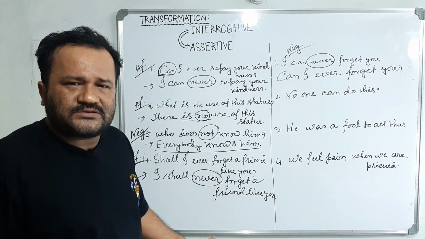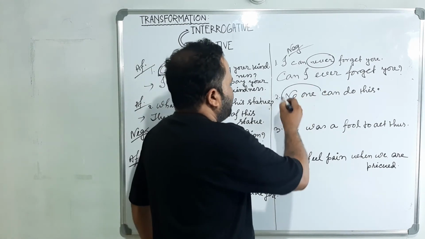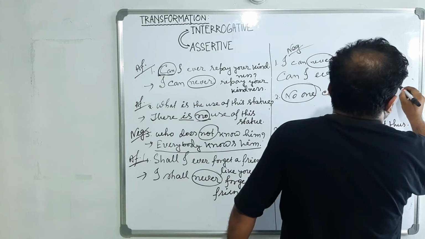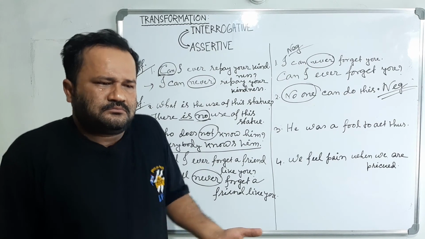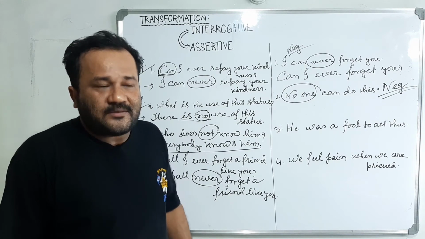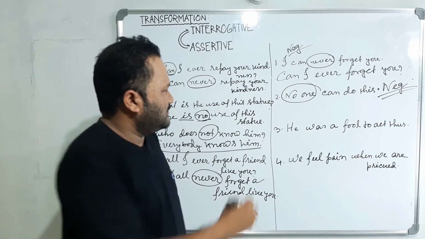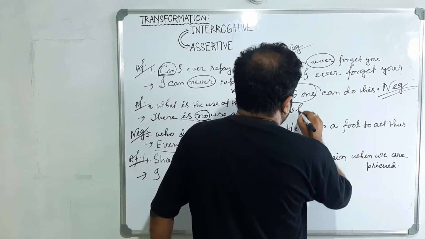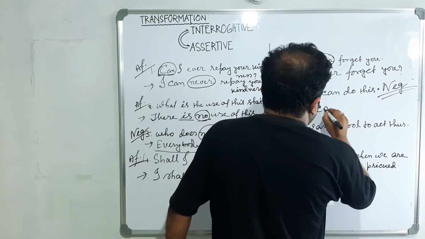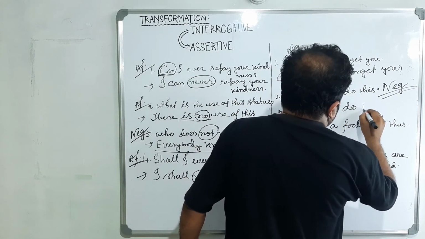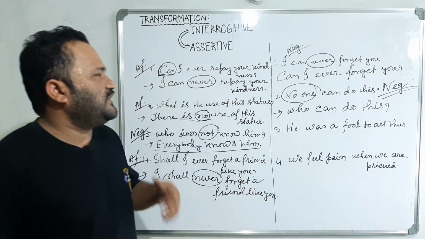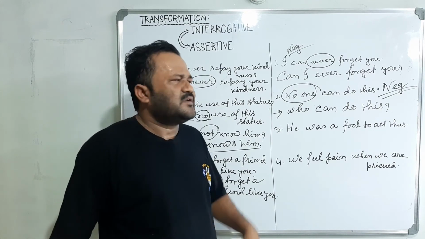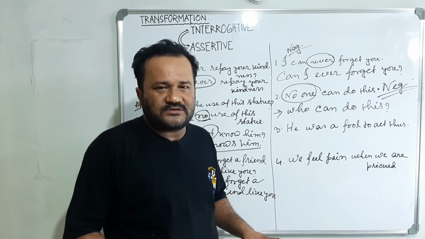So, who can do this? No one, negative. So, who can do this? That means, no one can do this. So, the question is in the affirmative. Who can do this? The question is in the affirmative. Who can do this? That means no one can do this. Okay.